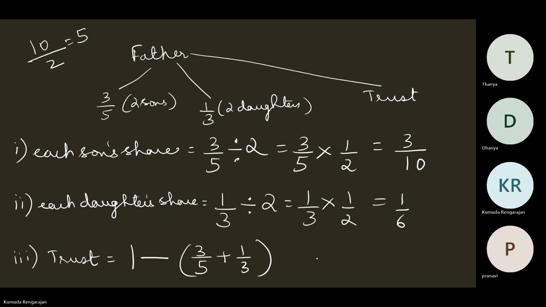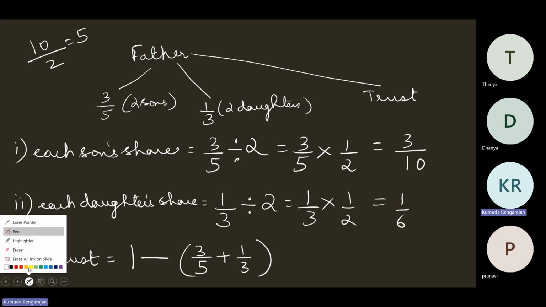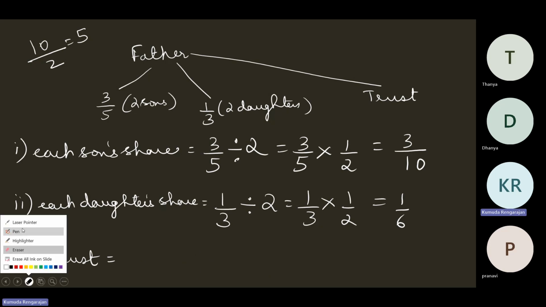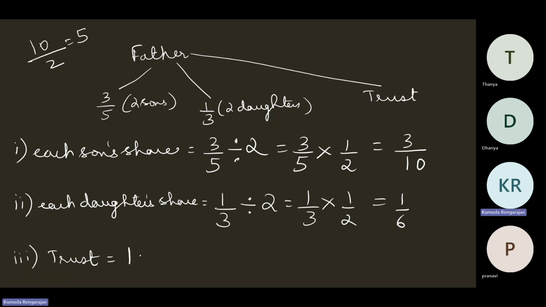Is it correct? Yes, ma'am. We should work this, because in fractions, the total is 1. So 1 is the total, minus how much the sons have taken, 3 by 5, and how much the daughters have taken, 1 by 3. So totally how much have the sons and daughters taken, 3 by 5 plus 1 by 3. So what is remaining? 1 minus this.